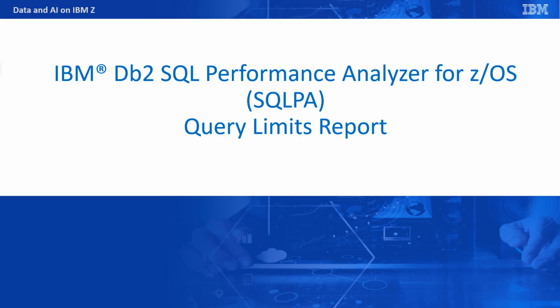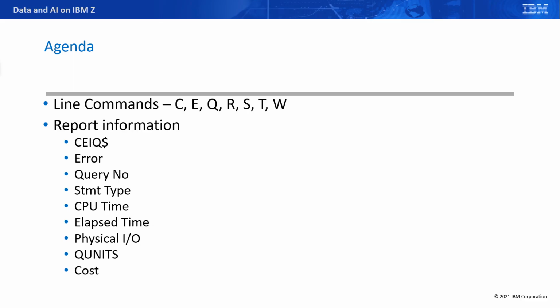This video will cover details within the Query Limits Report. The SQLPA Query Limits Report is the first report that informs you about the cost of your queries in a package, DBRM, sequential or partition dataset, and the other SQL statement analysis options after selecting option 1 from the main control panel. I'll be discussing the line commands and report information which can be obtained from the Query Limits Report.